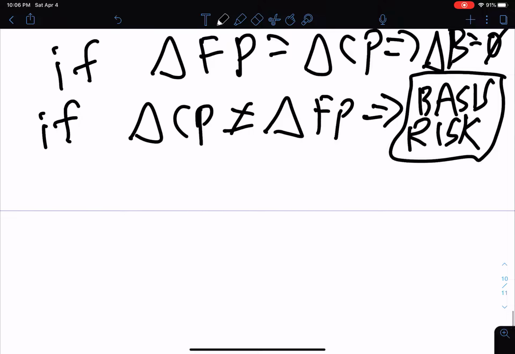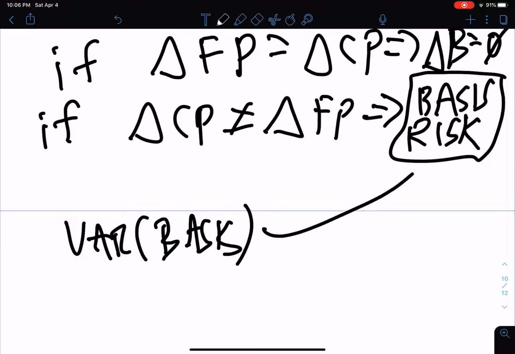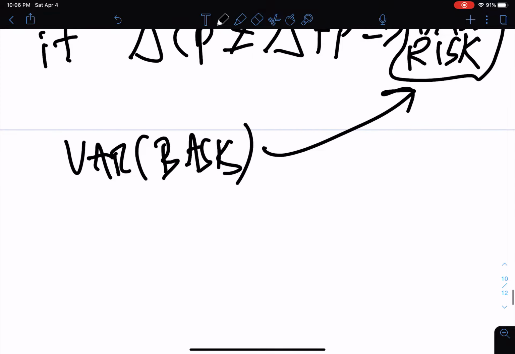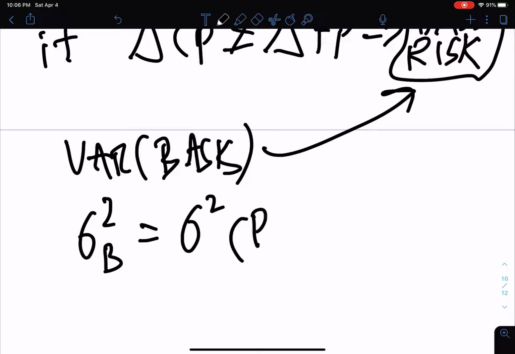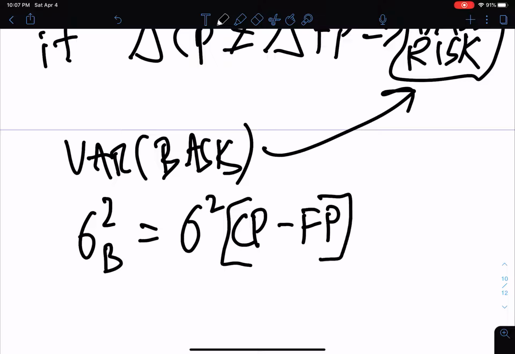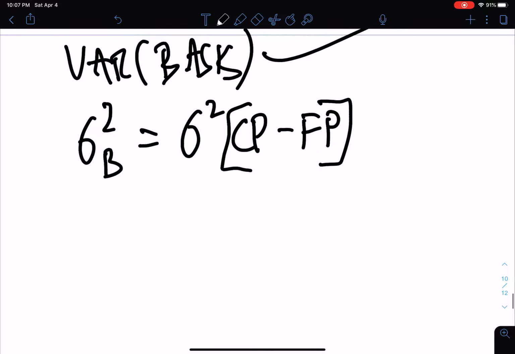And the variance of the basis is how we quantify basis risk. Basis risk is the variance of the basis. So sigma squared b, the variance of the basis, of course is equal to the variance of the basis. But now I'm going to write the basis as cash price minus the futures price. The variance of cash price minus the futures price, because this will allow us to make some interesting observations.